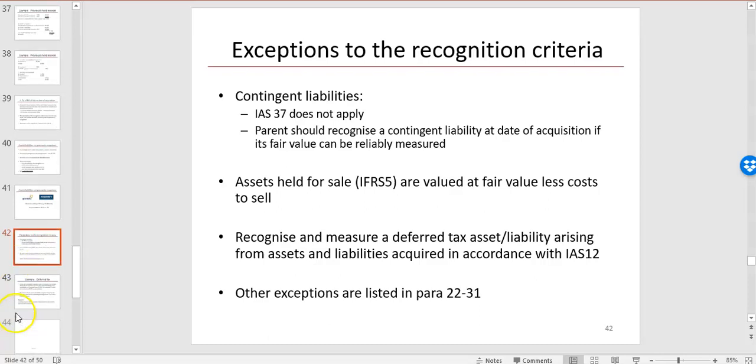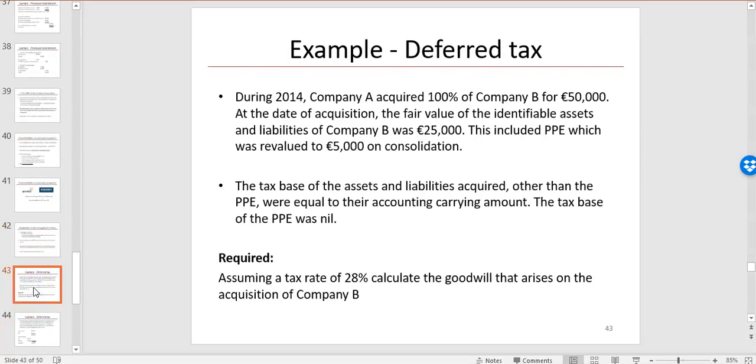So the last thing then we're looking at is, well, what happens if deferred tax is brought in? Now, if deferred tax is not mentioned in a question, you leave it out completely, right? Unless it's brought in explicitly, you don't need to consider it yourself. So an example here, during 2014, Company A acquired Company B, all of Company B. So there's no NCI for 50,000. Fair value net assets is 5,000 and included in property, plant and equipment was revalued to 5,000 in consolidation. The tax base of the assets and liabilities acquired other than PPE equaled their carrying amount. The tax base of PPE was nil.